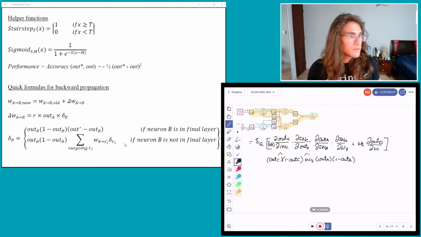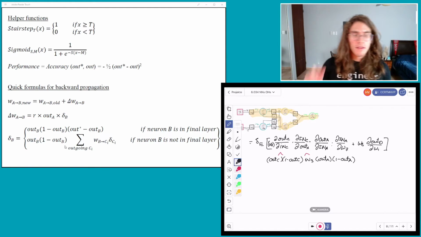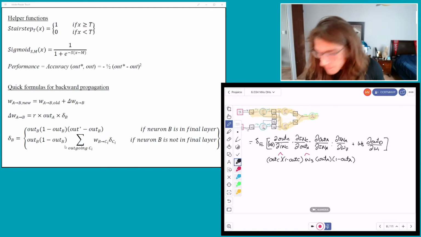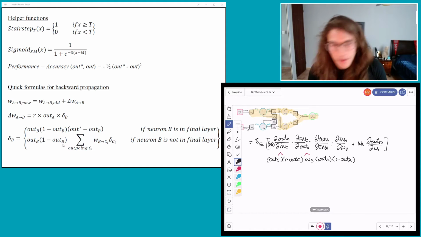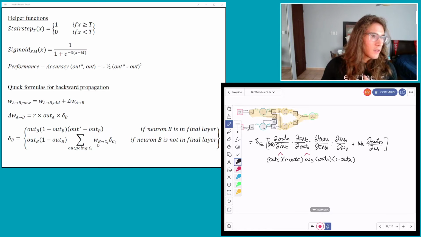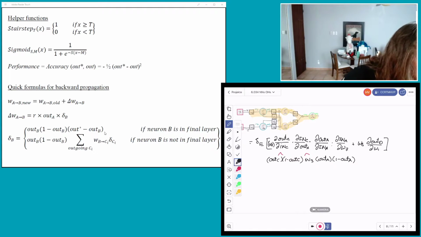So this is consistent with our chain rule so far. Because in looking forward, if we were using these equations, we would be going from W1. So we would be interested in delta A. Delta A would be out A, 1 minus out A, times the weight that connects the neuron A to the next neuron, which is, in this case, W3, correct? Yes, W3.